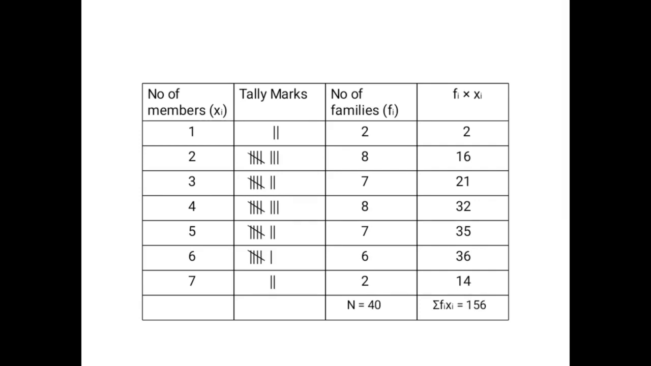Now you have to use the formula of average or mean. The formula of mean is sigma fi xi upon total number of frequency. That is, sigma fi xi, how much answer you got, 156, upon total number of frequency, how much answer you got, 40. You have to divide 156 by 40 now.